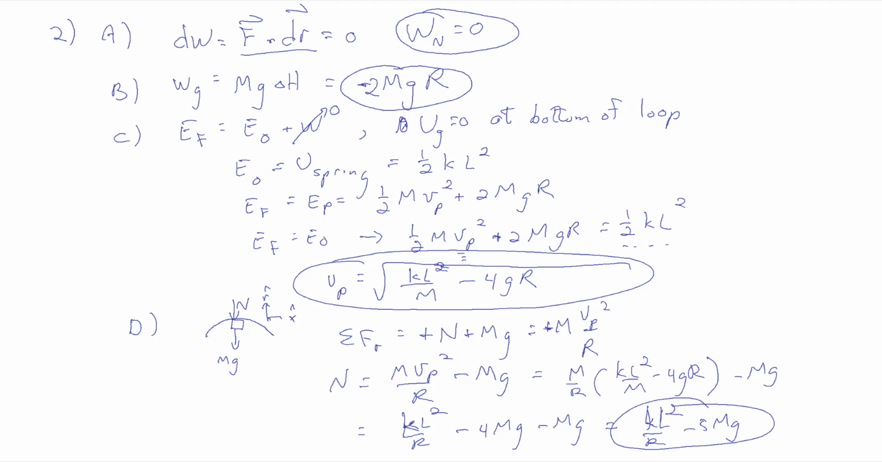By the way, I almost gave you a part E for this, which said, what would you have to do with L to have the mass barely make it around the top of the circle? That would have required you to, how far would you have to compress the spring to do that? All that would have required was to set n equals 0, then write KL squared over r equals 5mg, and you could then solve for L. In that case, L would have been the square root of 5mgr over k. But I was trying to make the exam a little shorter and stopped with this part D. That's it.